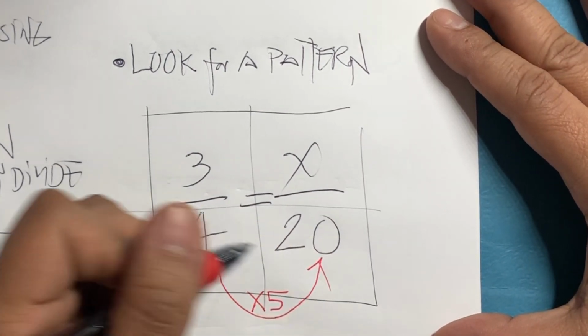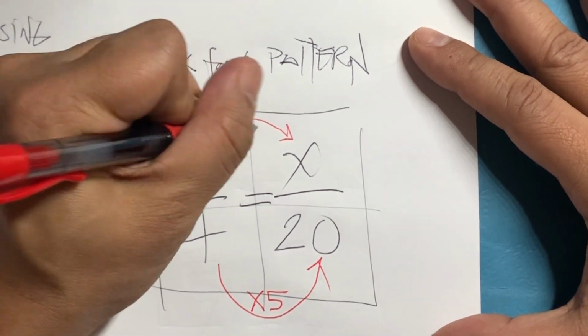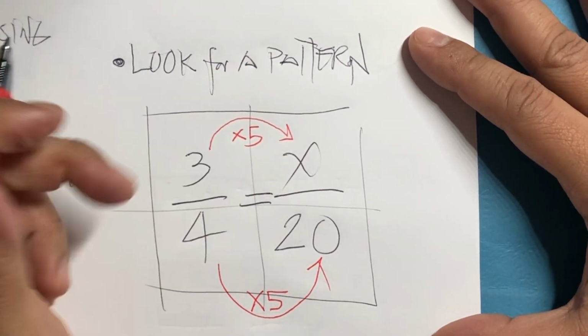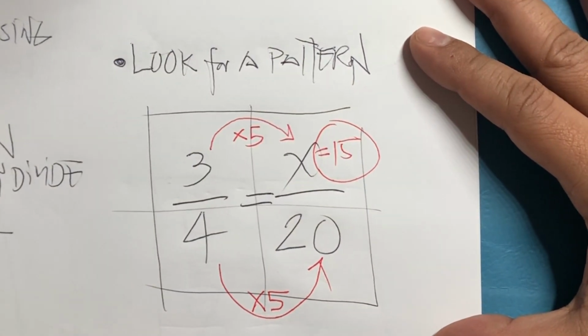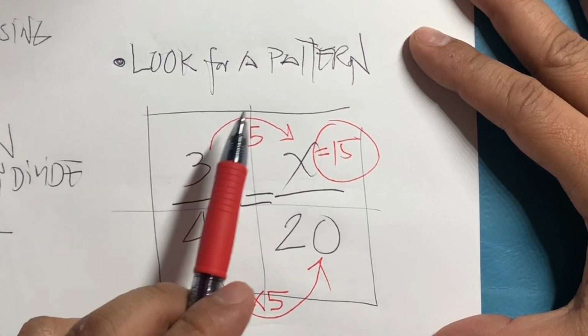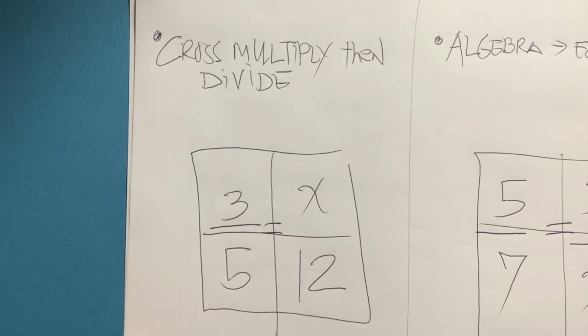So if I did times 5 below, I should do the same thing on top. I do times 5 on top. So 3 times 5 is 15. X is equal to 15. Look for a pattern.